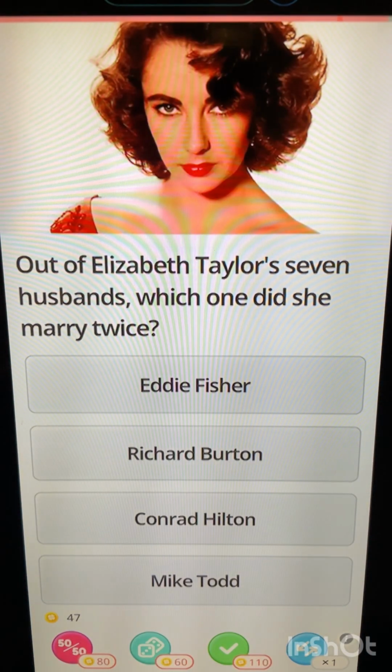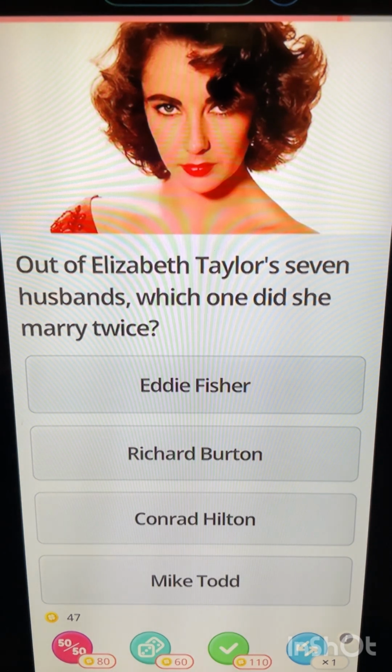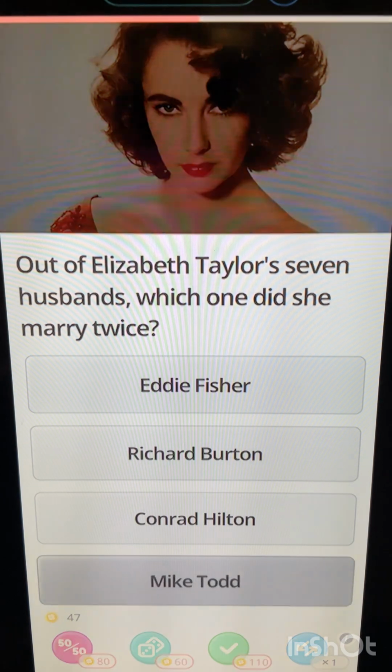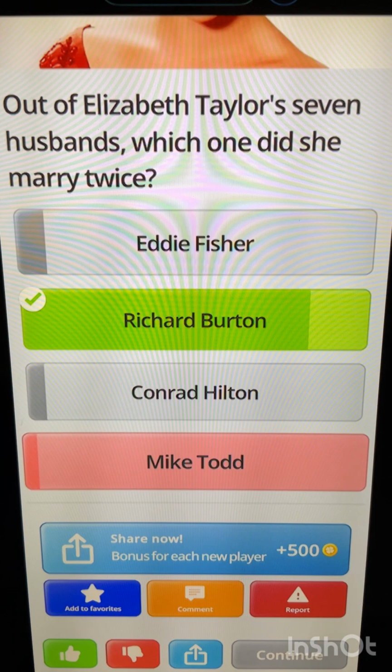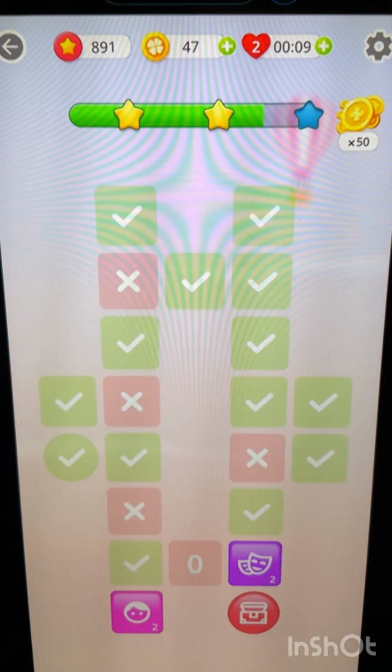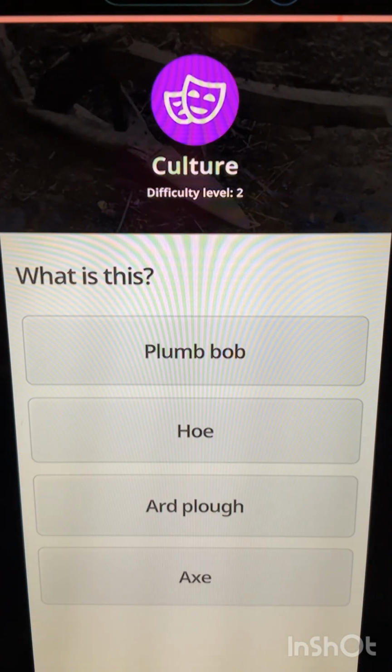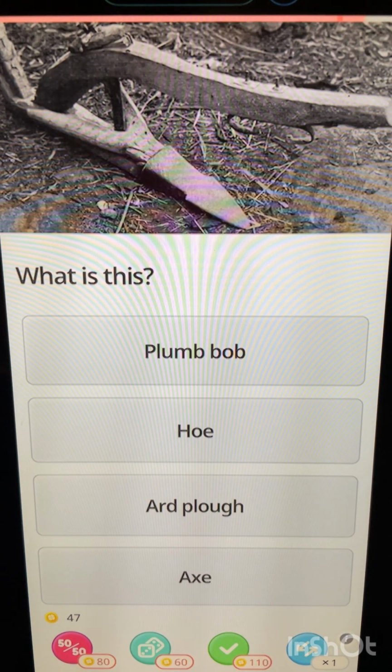Movies and TV. Out of Elizabeth Taylor's 7 husbands, which one did she marry twice? So, my thought. Well, the answer is Richard Burton. I knew the answer to that. What is this? Plow, I think.